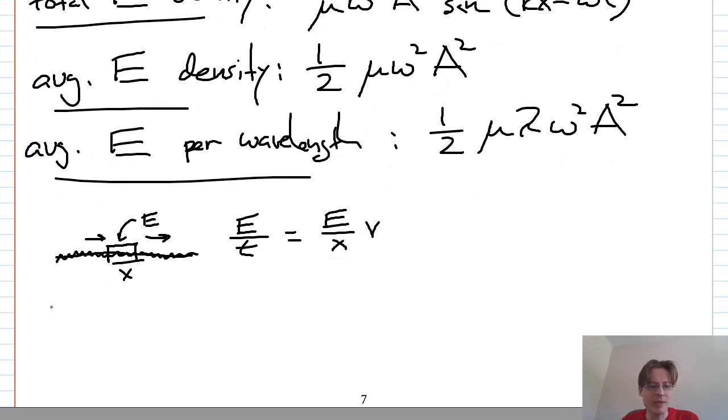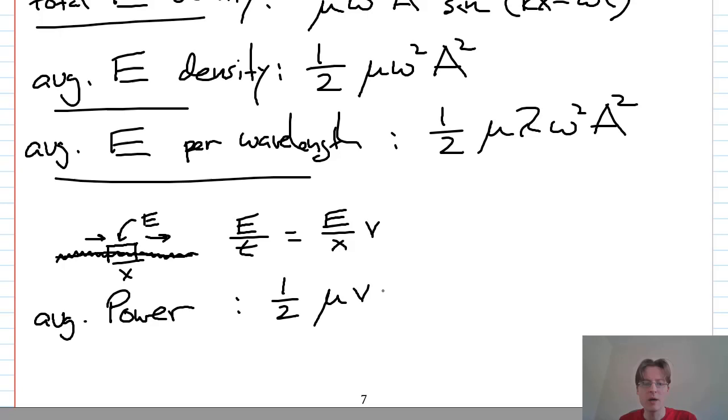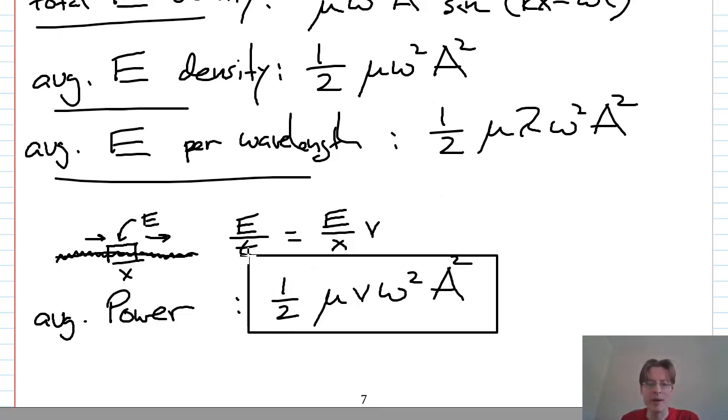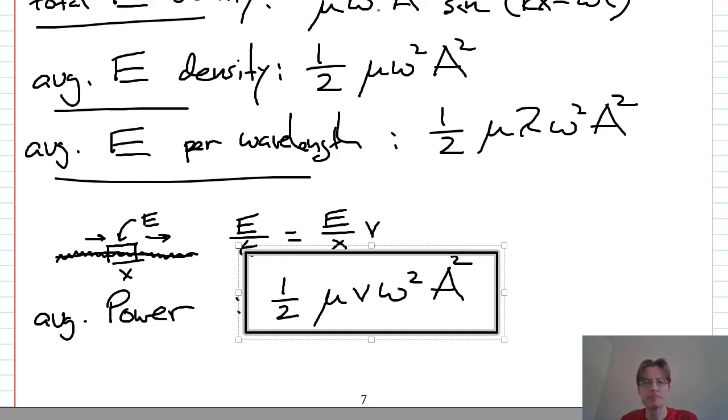So we can finally write down now the average power of the sinusoidal wave. It comes out to be the energy density multiplied by the speed of the wave, which is 1/2 mu v omega squared a squared. This one will be the most useful equation for us, but along the way we had to prove everything else to get there.